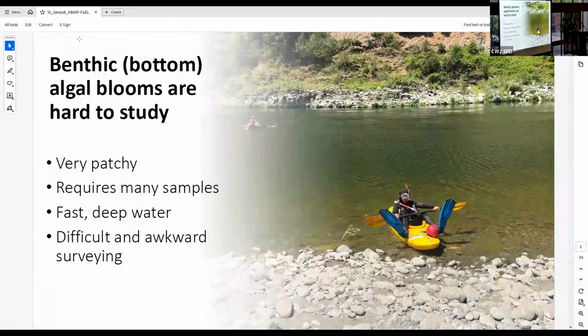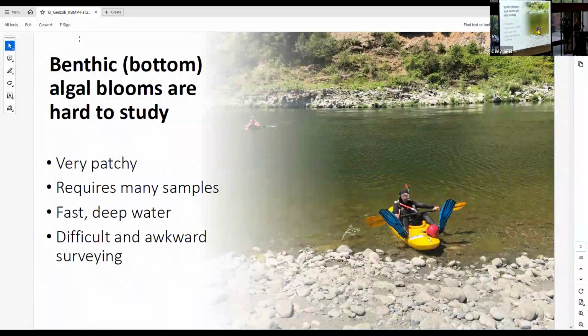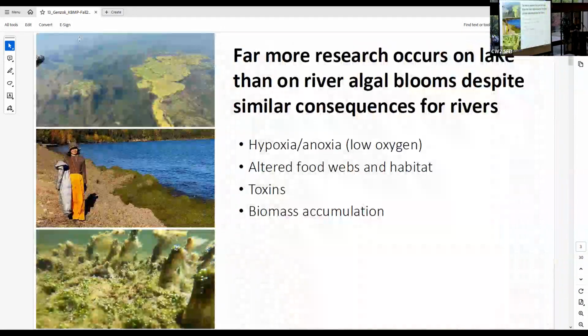Okay, so benthic algae blooms are inherently really hard to study. They're super patchy. When you look one direction, you get a whole different scenario on the bottom of the river than when you look to your other direction. So it can require a lot of samples to get a good representation of what's going on in a reach in terms of the algal growth or the algal biomass that's building up. Also, in many rivers, the Klamath included, you can encounter fast and deep water that can make surveying really hard, not only difficult and awkward, but also dangerous or just completely inaccessible at times.